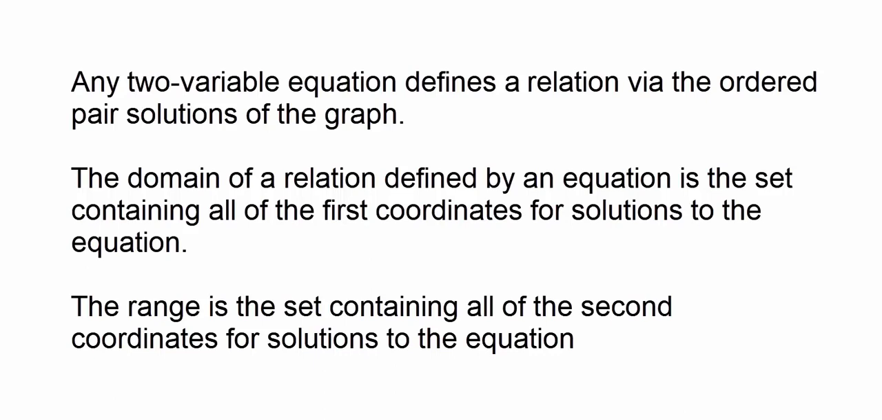And just like graphs often have infinitely many points, equations in two variables often have infinitely many solutions and define relations that we can't really list all the correspondences to write them as a chart or a list of ordered pairs or as an arrow diagram. But they do define relations, and we can talk about their domain and range. For example, the equation x is equal to y squared is an equation in two variables, so it defines a relation.